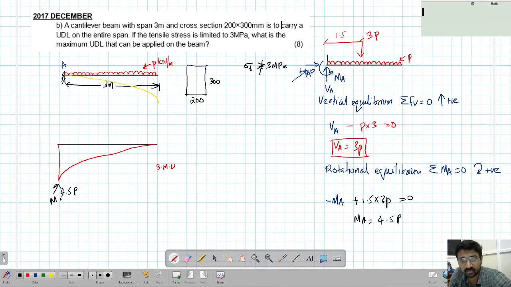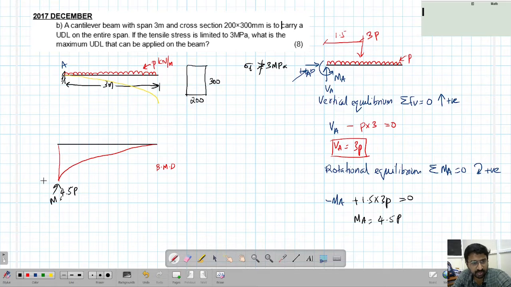Whatever reaction is there will be the maximum bending moment at this location. For a cantilever, it will be like that. So the value will be 4.5 times the UDL. I hope it is clear. Now, since we have got this, this is all we need. There is another way of finding the bending moment diagram, so I will discuss that also.